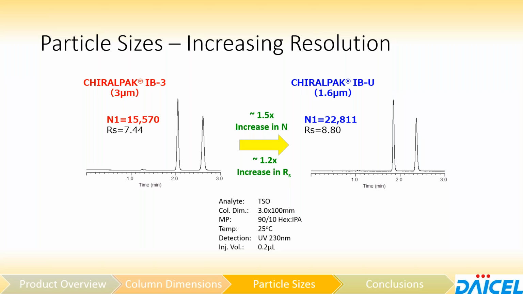And that again has everything to do with the fact that these particles pack more efficiently, and therefore you have an increase in the number of theoretical plates. Going back to what we talked about in terms of improvements in resolution, the square root of 1.5 is 1.2, and so you do see roughly a 1.2 fold increase in resolution from 7.4 to 8.8.